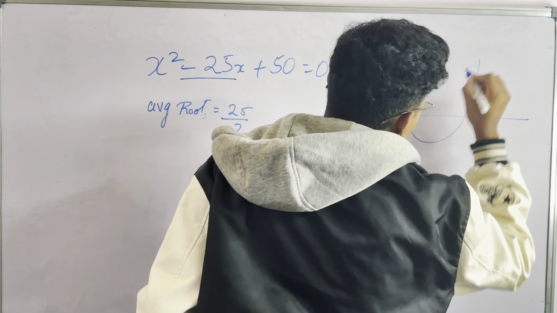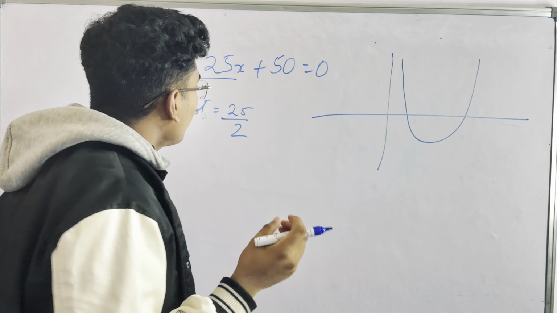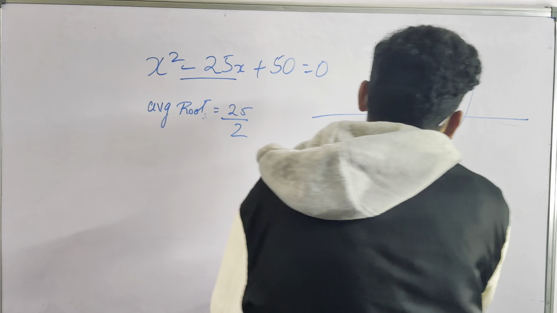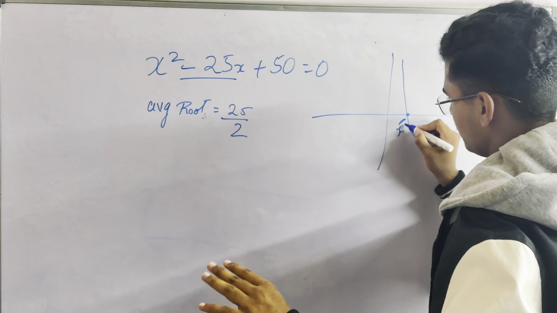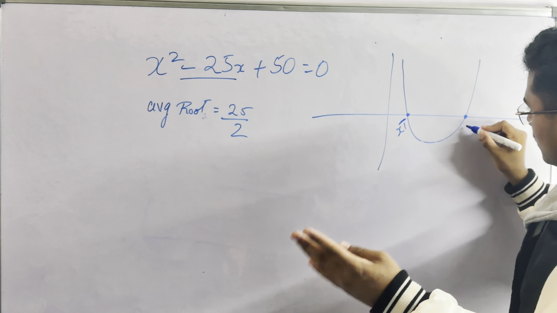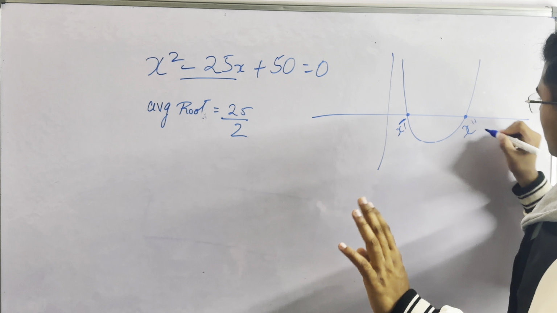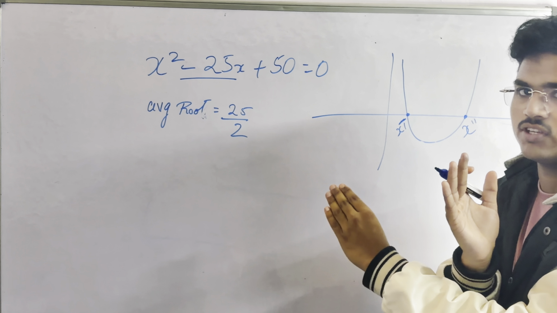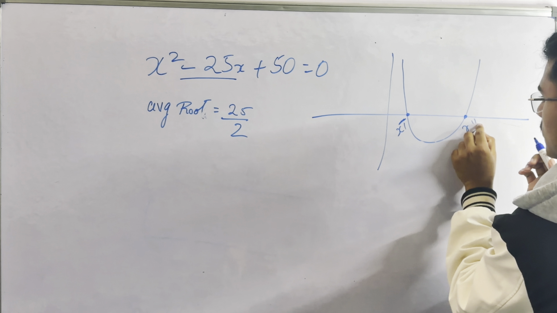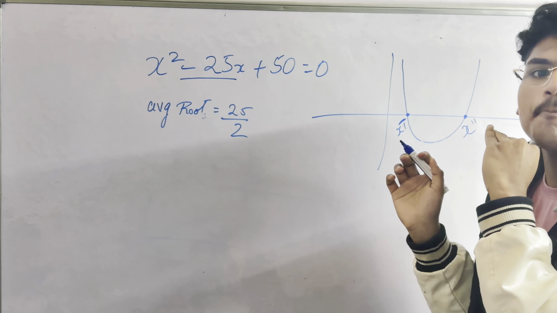So the graph is like this, assume like that. We have taken the average of the roots. One root is here, that is x dash. Another root is cutting at this point, so x double dash. We have taken the average of these numbers, and that is in the middle.